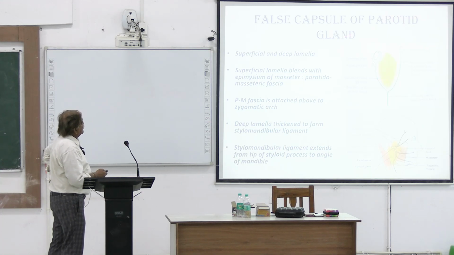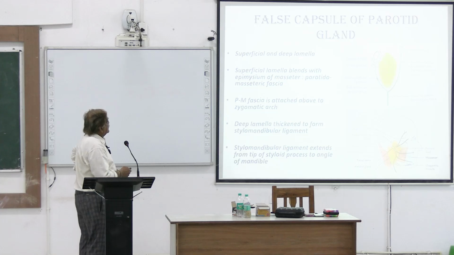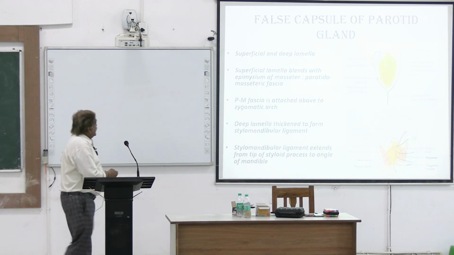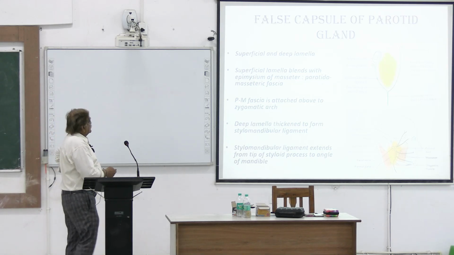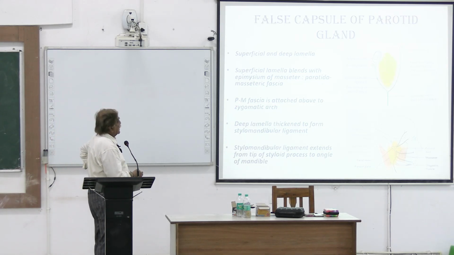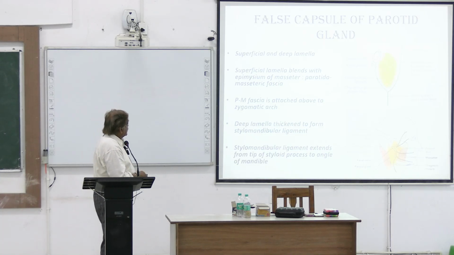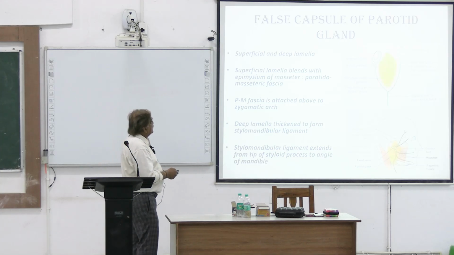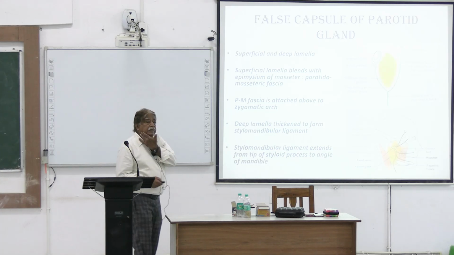The false capsule of the parotid gland has superficial and deep lamella. The superficial lamella blends with the epimysium of the masseter, the parotidomasseteric fascia, and the parotidomasseteric fascia is attached above to the zygomatic arch. The deep lamella is thickened to form the stylomandibular ligament. The stylomandibular ligament extends from the tip of the styloid process to the angle of the mandible.